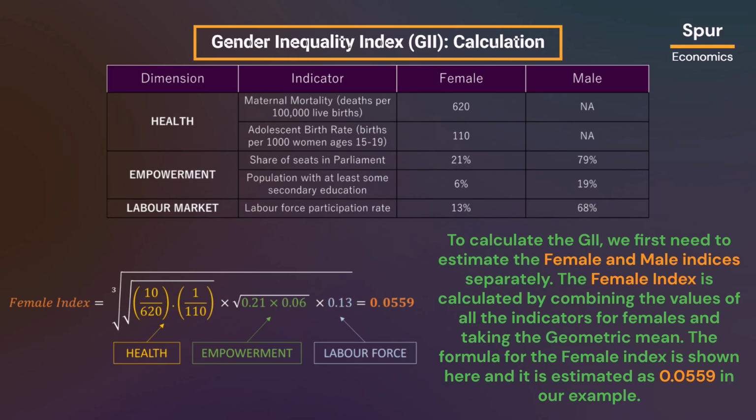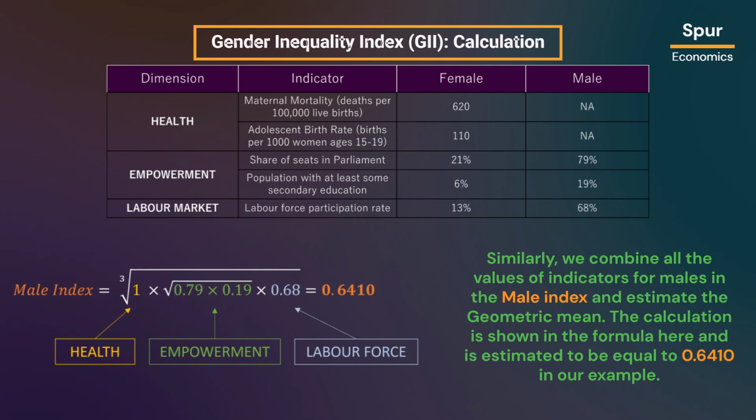To calculate the GII, we first need to estimate the female and male indices separately. The female index is calculated by combining the values of all the indicators for females and taking the geometric mean. The formula for the female index is shown here, and it is estimated as 0.0559 in our example.